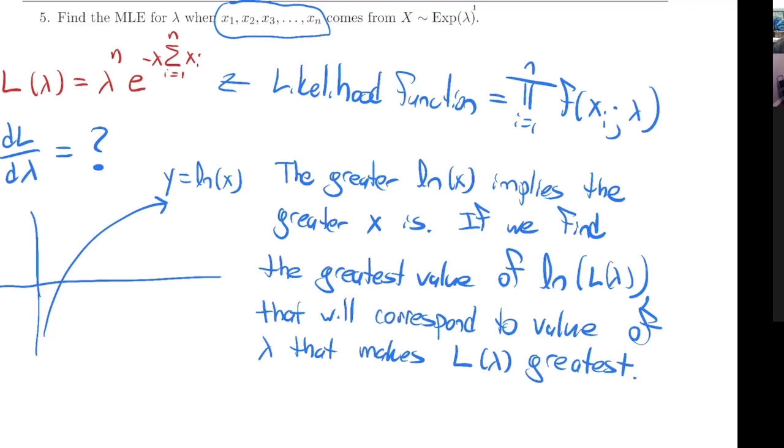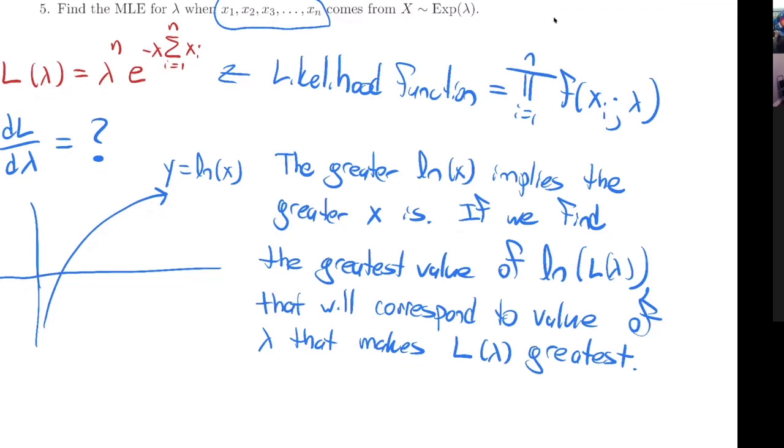the idea here is we want to find the value of lambda that makes the likelihood function greatest. That's not an easy thing to do. I'm going to make this comment, and maybe you'll believe me after we do it. Right now, you might be thinking I'm crazy for taking the natural log of something and thinking that's going to make things any nicer. Maybe you're right, but I'm going to do it.